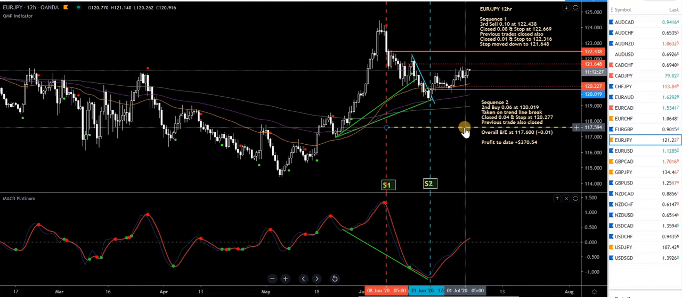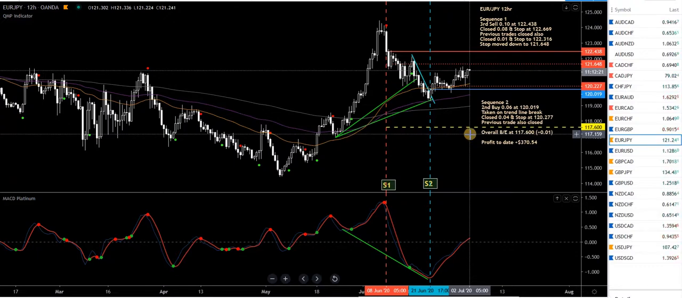So as long as price remains above this yellow line, because I'm net plus 0.01, I can't lose on those trades. Profit to date's been added to.